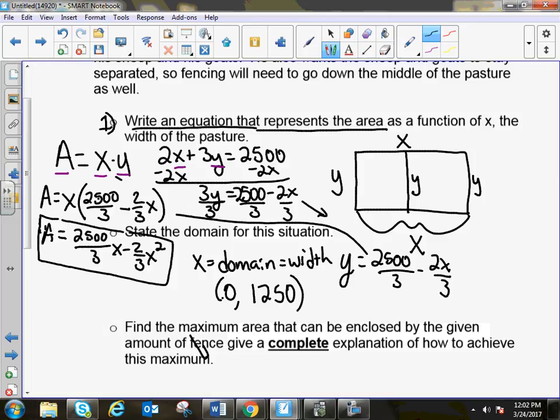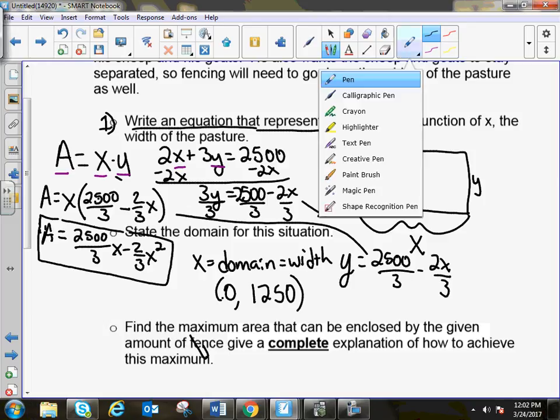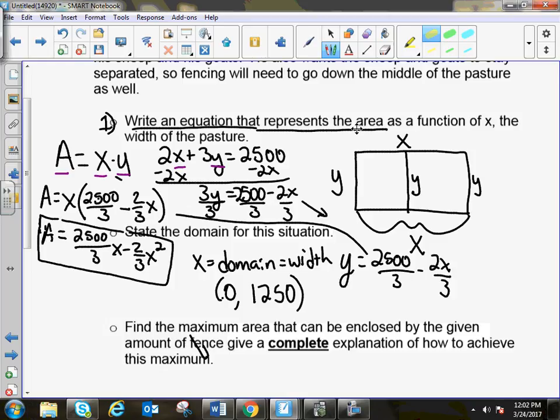I'm hoping you realize that I could have just taken each root and set it equal to 0. If x equals 0, I get the lowest of my domain. If I set this equation equal to 0, I will get the higher end of my domain. That's how you would find the roots if you didn't have a calculator.